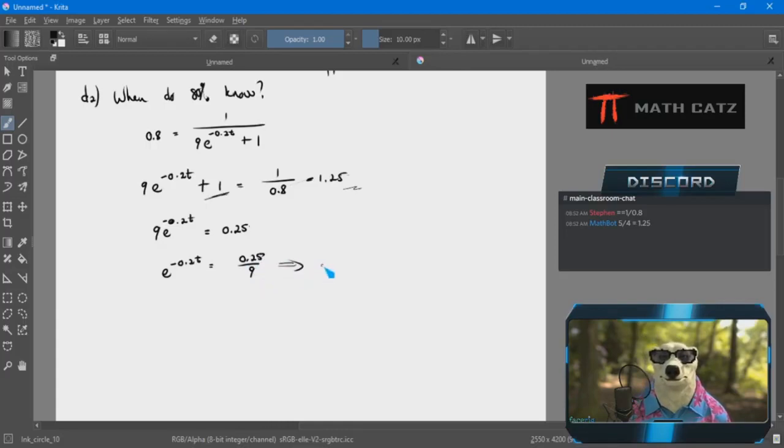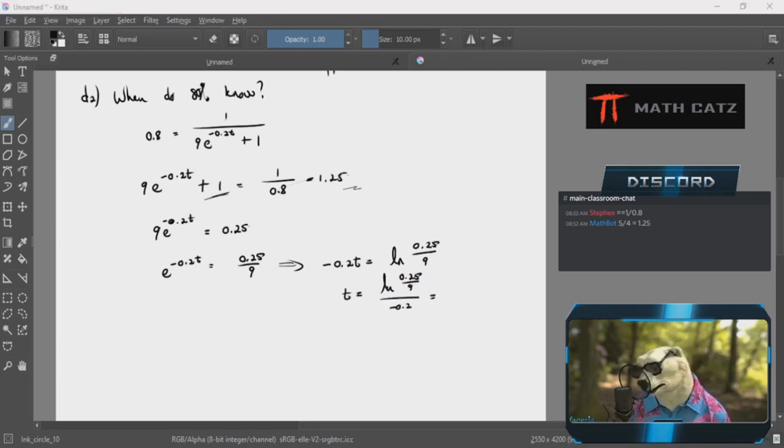I'm just going to put it over here. Negative 0.2 t is the natural log. Oops, that looks like a u. That's an ln. 0.25 over 9. So t is natural log 0.25 over 9 over negative 0.2. Let's see what we get here.